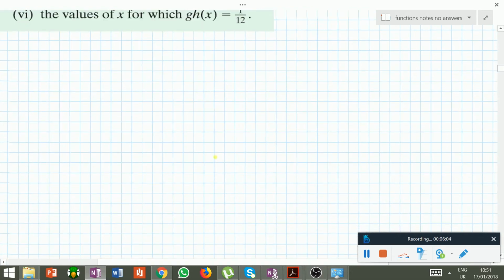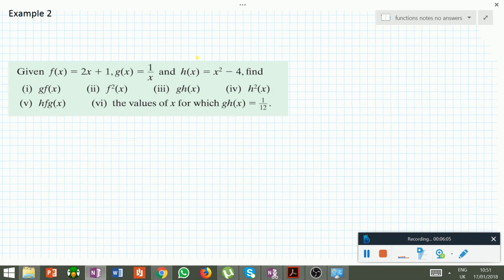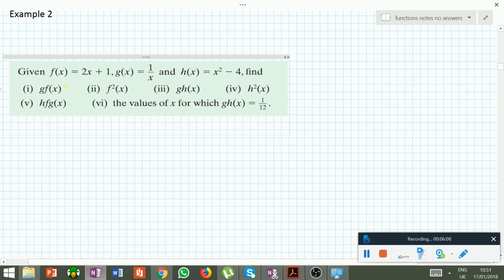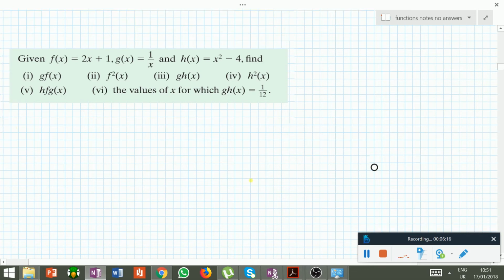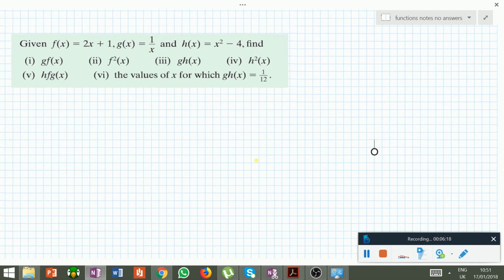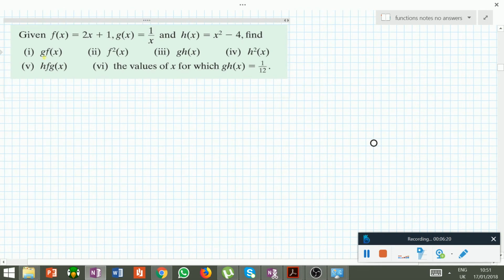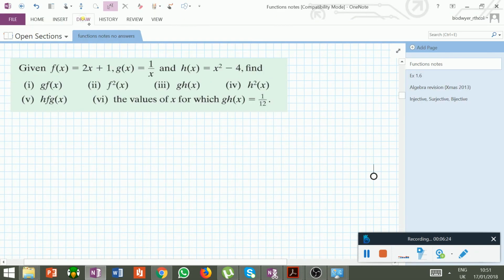Okay, example number 2 here. Again, similar enough. First one, we're given f of x, g of x, and h of x. Three functions this time. And again, more of the same. So we're asked for g after f of x.